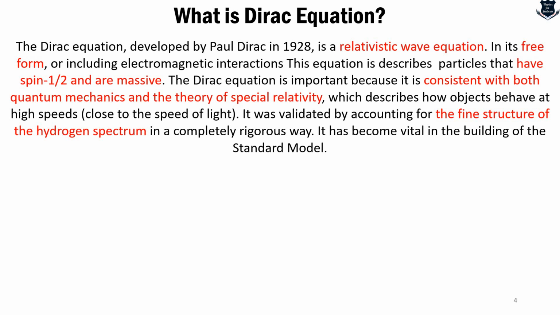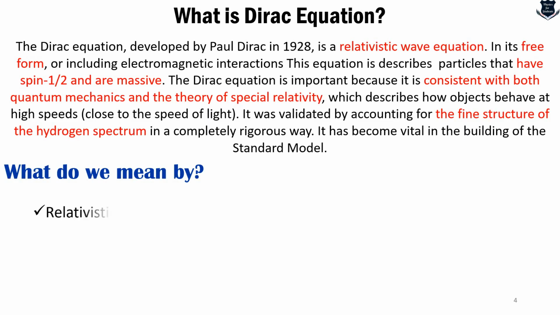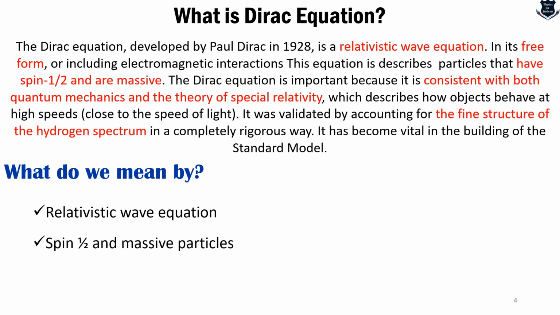Now, if we revisit our definition, there are certain things which come across. Number one, what do we mean by a relativistic wave equation? We need to look into that. Second, what are spin half and massive particles? This is also important. Also, this definition talks about something called a free form. What do we mean by that? We will look into it.